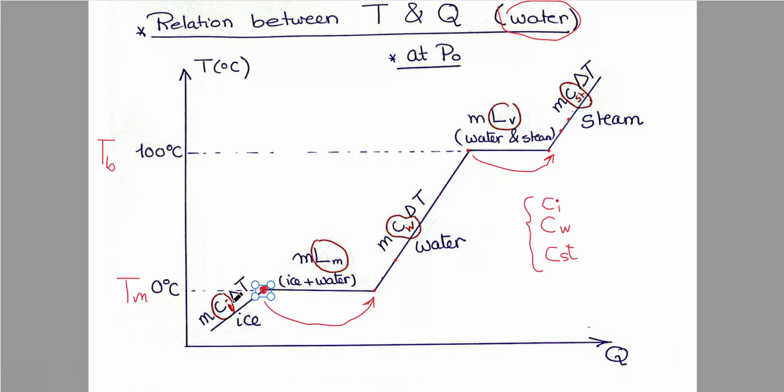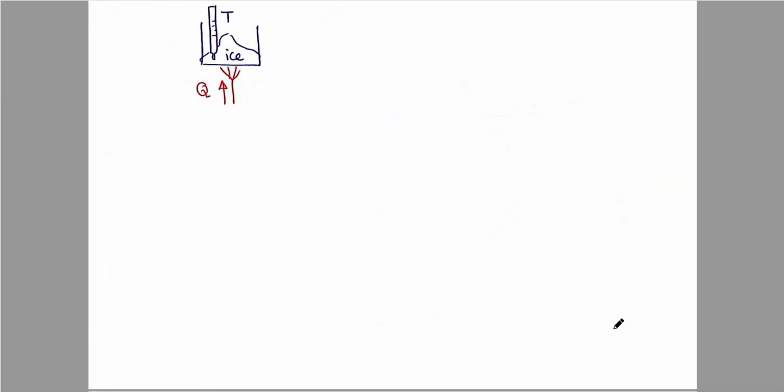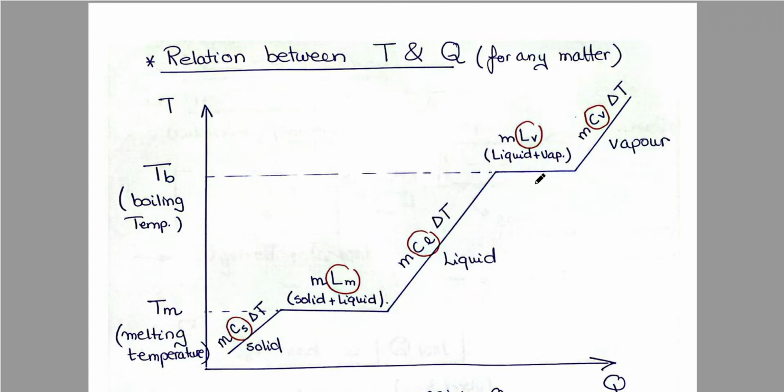mc ice delta T. If you are in the phase of the liquid, it is water, mc water delta T. And if it is in the vapor state or phase, use m steam delta T. This is the relation between the temperature and the heat energy given to the matter, for water as an example at the atmospheric pressure. We can generalize this relation for any kind of matter and write it as follows.